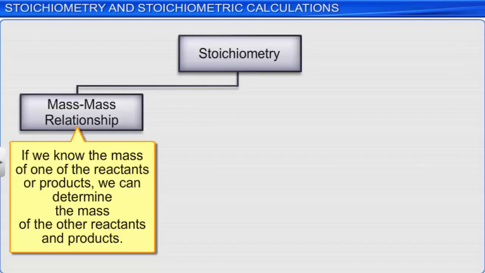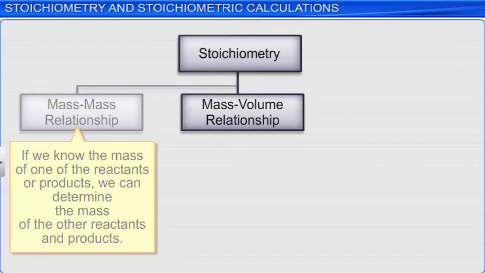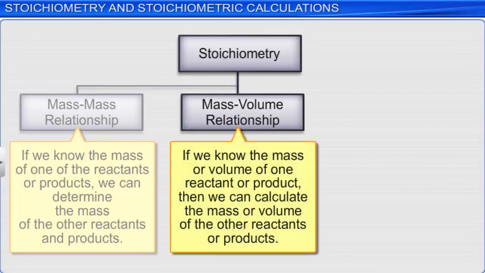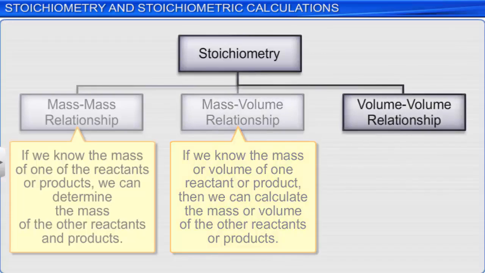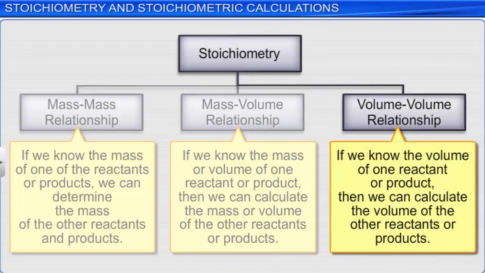Similarly, it helps understand mass and volume relationship. That is, if we know the mass or volume of one reactant or product, then we can calculate the mass or volume of the other reactants or products. And if we know the volume of one reactant or product, then we can calculate the volume of the other reactants or products.